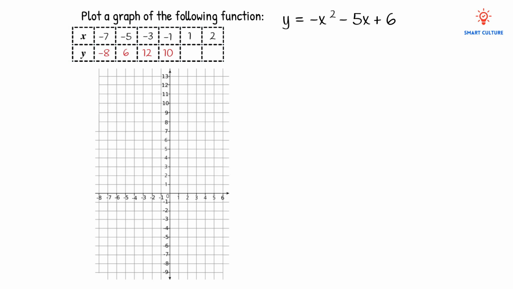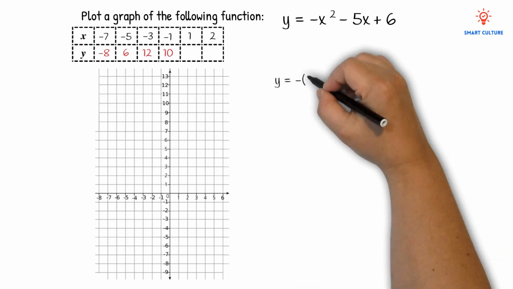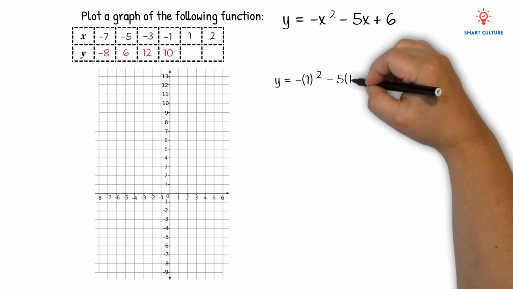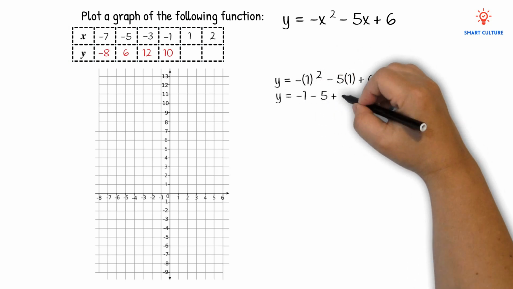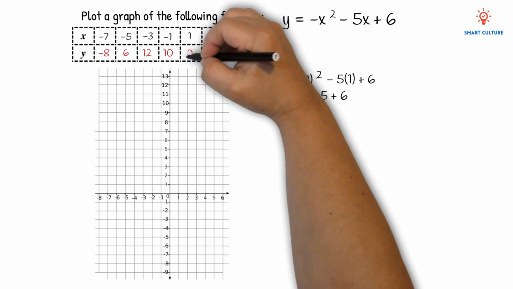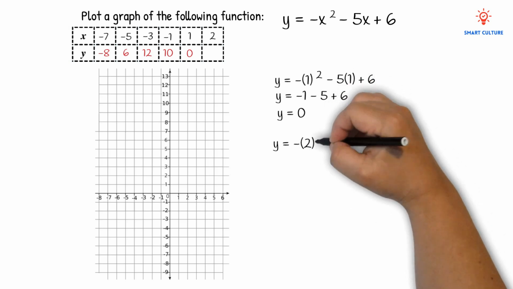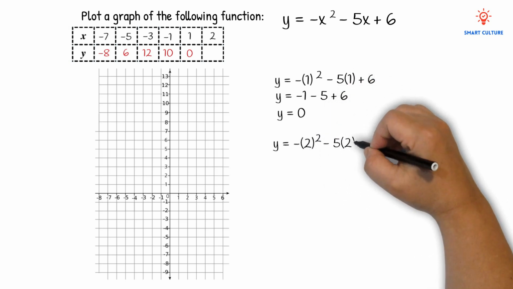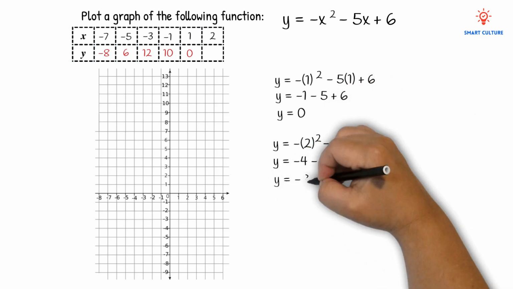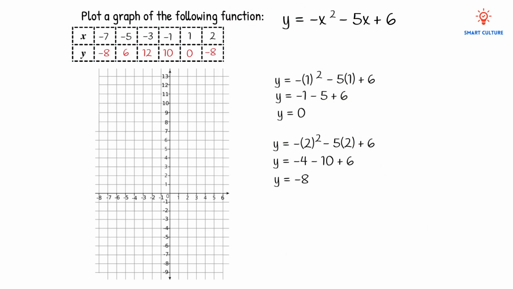What about the next value of 1? If we substitute the value of 1 into the equation, then we get a y value of 0. If we substitute a value of 2 into the equation, then we get a y value of negative 8. So now that we have all these x and y values, we can plot the points.